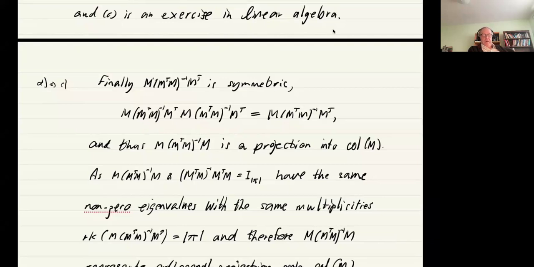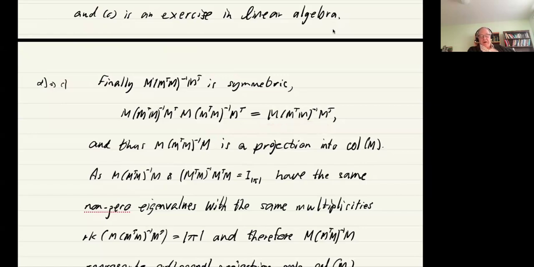Now, if I'd arranged for M to have orthonormal columns instead of just orthogonal, this would be the identity, and this would just be M transpose. So things would be a little simpler in that case, but I haven't done that. So this is rejection.